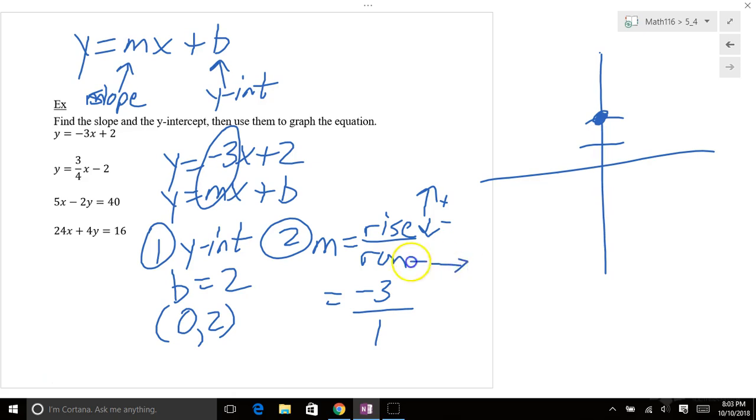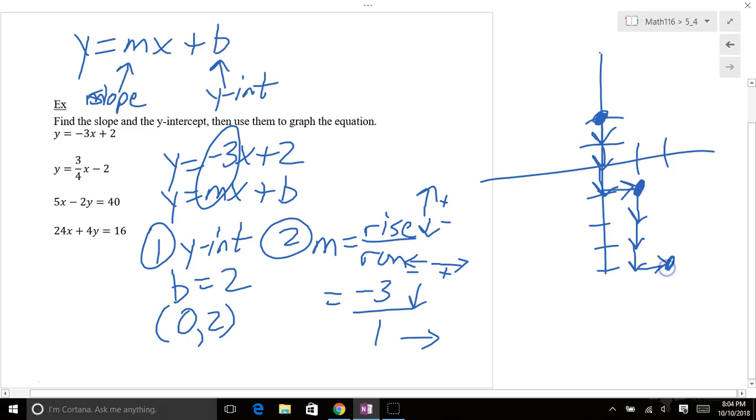The run tells you the horizontal change. So if it's a positive number on the bottom, you go right. If it's a negative number on the bottom, you go left. So since it's negative 3, we're going to go down 3. And since it's a positive 1, we're going to go right 1 from this y-intercept. So let's count it. Down 1, 2, 3, and then right 1. And then we're going to do it again. Down 1, 2, 3, and right 1, as many points as you need to draw this. Down 1, 2, 3, right 1. So that's a slope of negative 3.